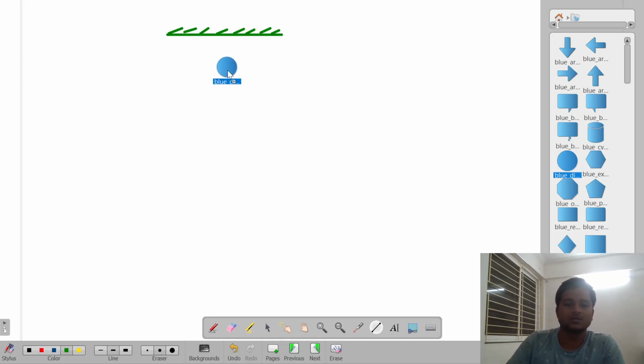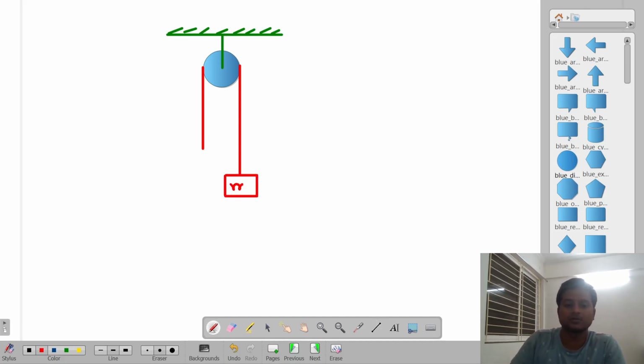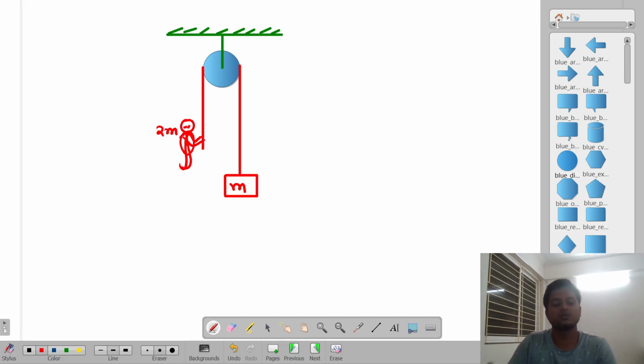This is my pulley, okay, and on one side there is a thread, on the other side there is a block of mass m, and from this side a particular monkey is trying to climb up, which has mass 2m. Consider it, yeah, 2m basically. Are you able to get me or not?